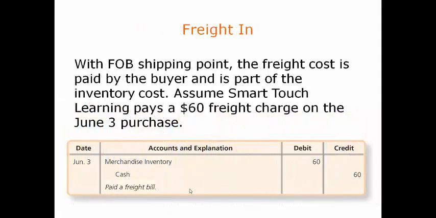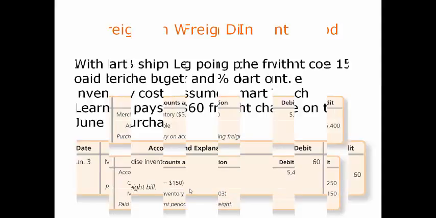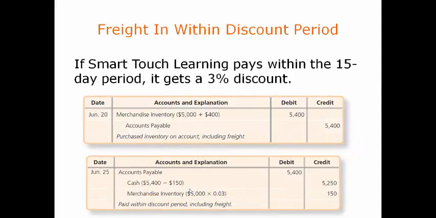There's the difference. So here's a FOB shipping point, where the buyer pays the freight, and it was $60. So we're going to debit merchandise inventory for $60, and we're going to credit cash for $60 because the buyer is paying the freight. Now, if we have freight in with a discount period, let's see what happens here.